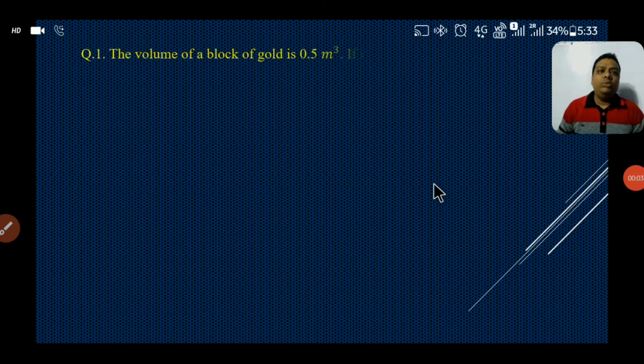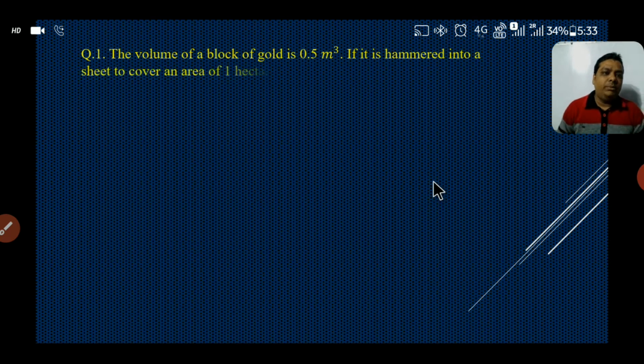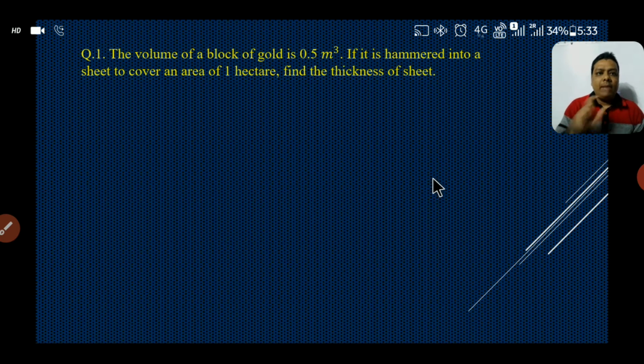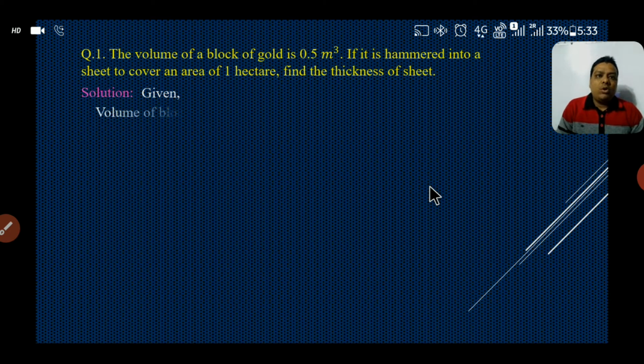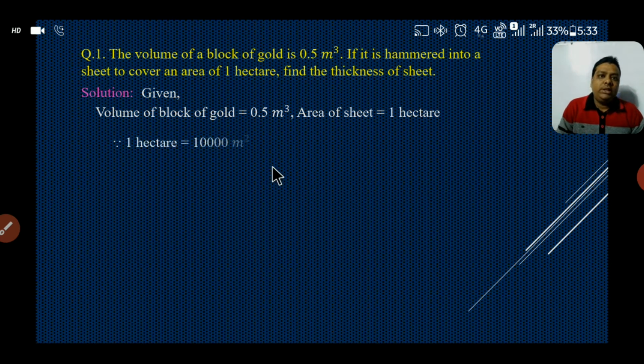Now, this is the question. The volume of a block of gold is 0.5 meter cube. If we hammer this gold into a sheet, it will cover an area of 1 hectare. Now we have to find the thickness of the sheet. Let's do it. What is given we write first: volume of block of gold, and area of sheet 1 hectare. We know that 1 hectare means 10,000 meters square.